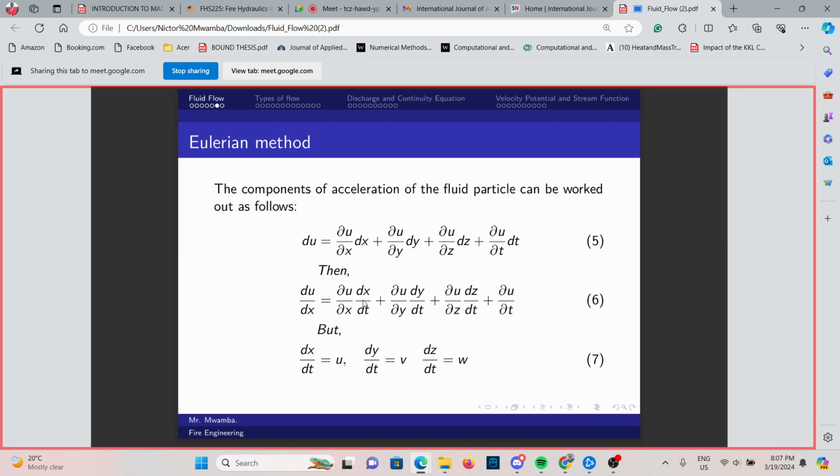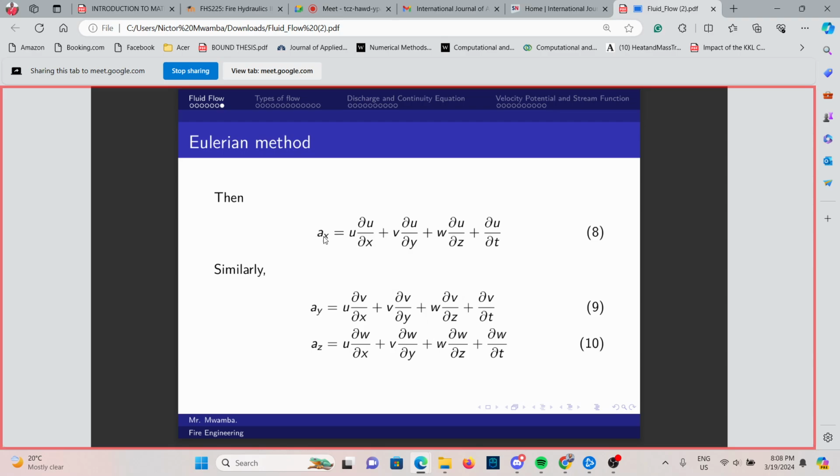Because velocity is the rate of change over this distance, or the change in distance over the change in time. The dy is simply the velocity along the y-axis, and the dz is simply the velocity along the z-axis. So when you have equation 7, you substitute them in equation 6. On dx/dt we're going to put u, on dy/dt we're going to put v, and on dz/dt we're going to put w. When you do that, this is what you get.